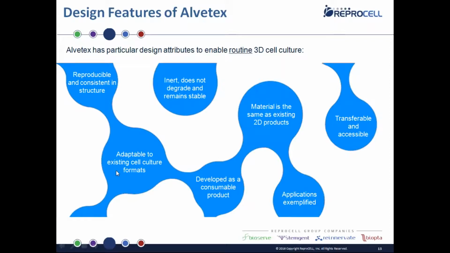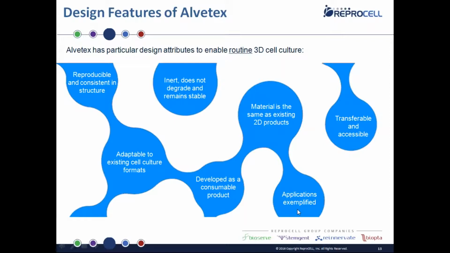It's adaptable to existing cell culture format. We will go into that in the next slide. And this is something because, again, we wanted scientists who are familiar with using a specific system to be able to just take Alvetex and use it in exactly the same format. Again, reducing the variability, so that's something you don't have to worry about. It's a consumable product. Again, with most two-dimensional in vitro products, you would use it once, grow your cells, take your cells back, put it in the bin. Alvetex, it's exactly the same thing. You use it once for your culture, next culture you just order more, which is good for us.